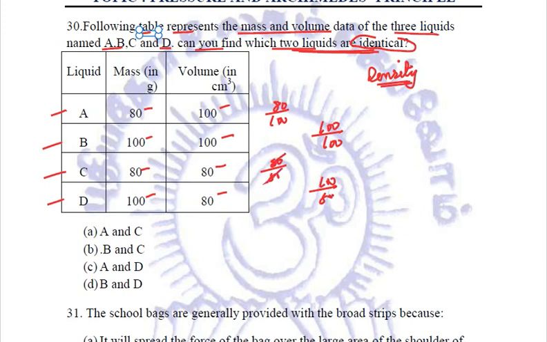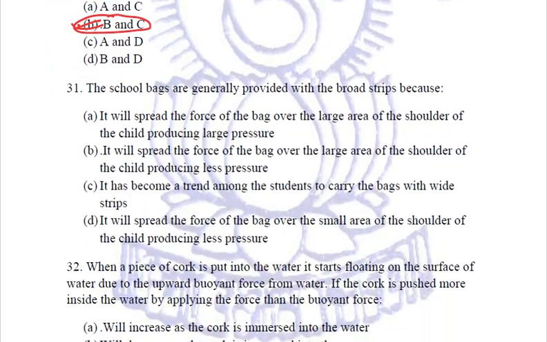So which of these two are same? B and C. Why? Because the density of both is 1 gram per centimeter cube. So out of the given options, option number B, that is B and C, is the correct answer. Got it? Coming to the next question.